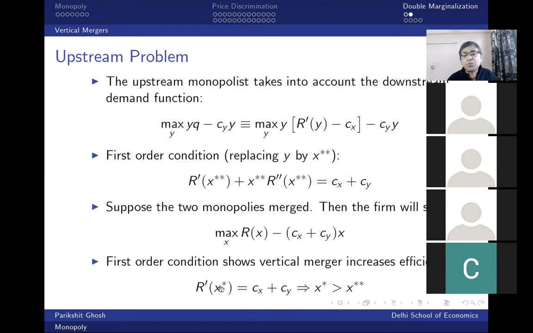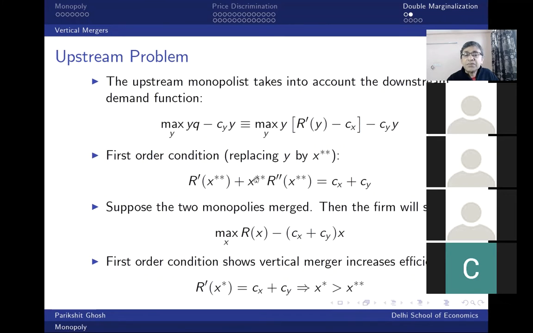X star is the output after merger. X double star is the output before merger, if the merger didn't happen and they remain separate. So the question is, which is bigger? To understand that, we need to compare this equation versus that equation. Notice that on the right-hand side of both equations we have the same thing, Cx plus Cy, a constant. On the left-hand side, the R prime, the marginal revenue term, is there in both equations.